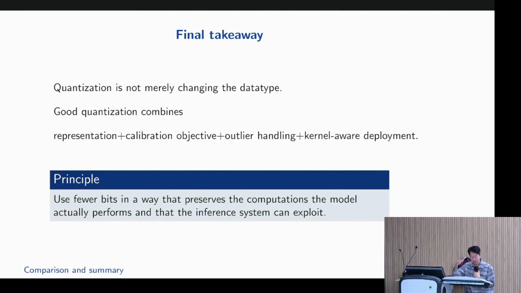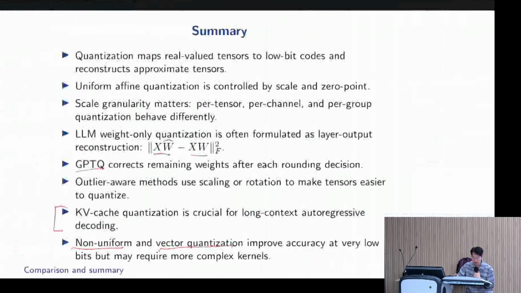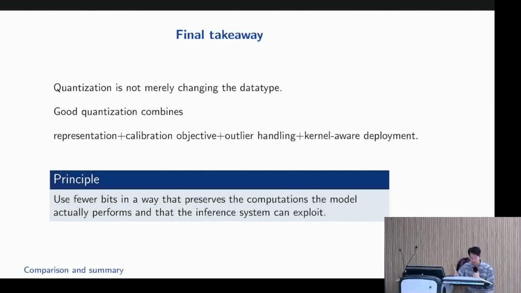So we started off saying you can do nearest integer rounding, but it turns out it's not a good idea. So the objective that we used is the output activation difference, and we talked about different quantization schemes like uniform, non-uniform scalar quantization, and vector quantization.